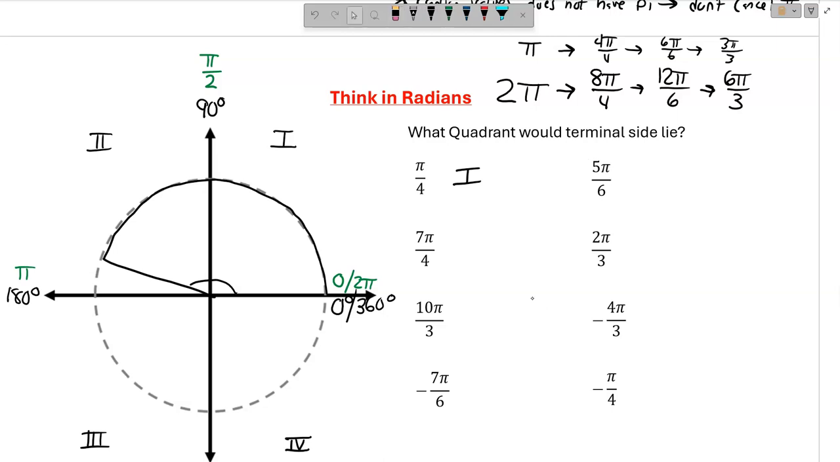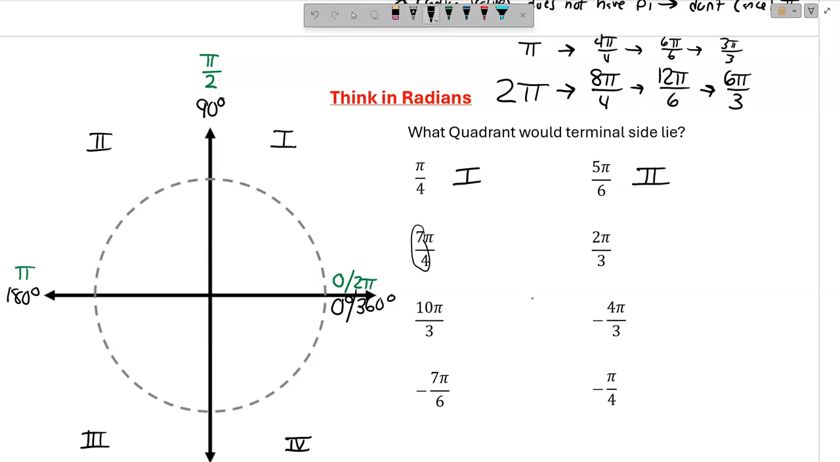So 5 pi over 6 is going to lie in quadrant 2. So the trick with this in determining the quadrant is really determining where does it fall. Does it fall prior to a 1/2, a whole, 1 1/2, or 3/2, or 2? And that's really kind of the name of the game.